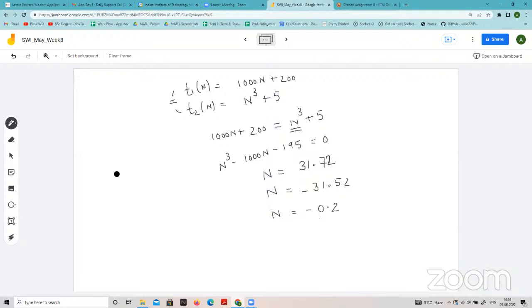This means if I try to draw both these curves, I will see that they are intersecting at three different points. What are those three points? 31.72, minus 31.52, and minus 0.2. So I'll try to just draw it, not the exact figure, not to scale. It will be something like this.